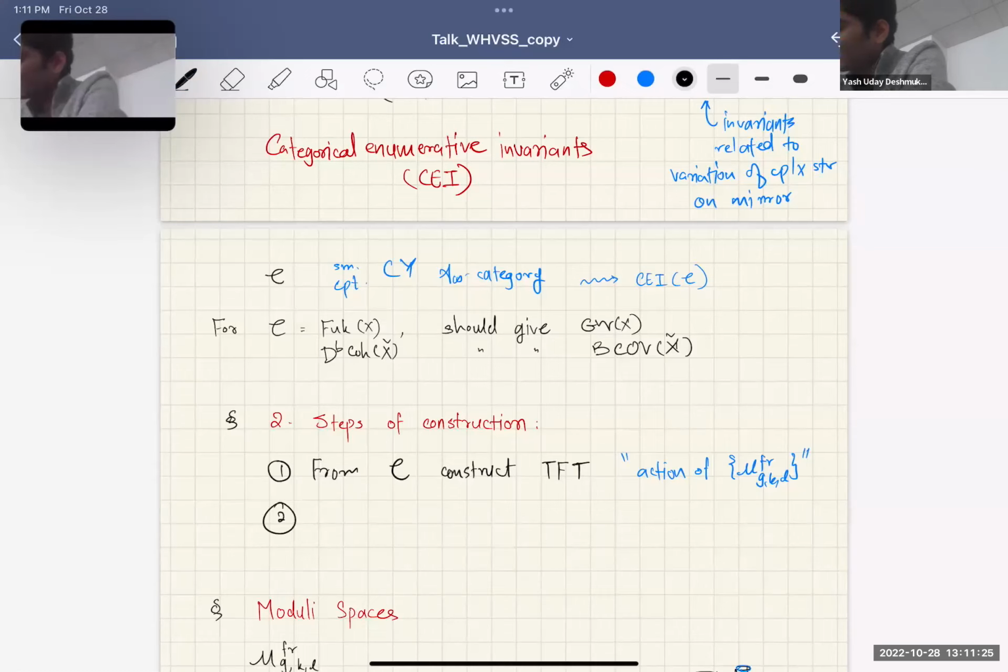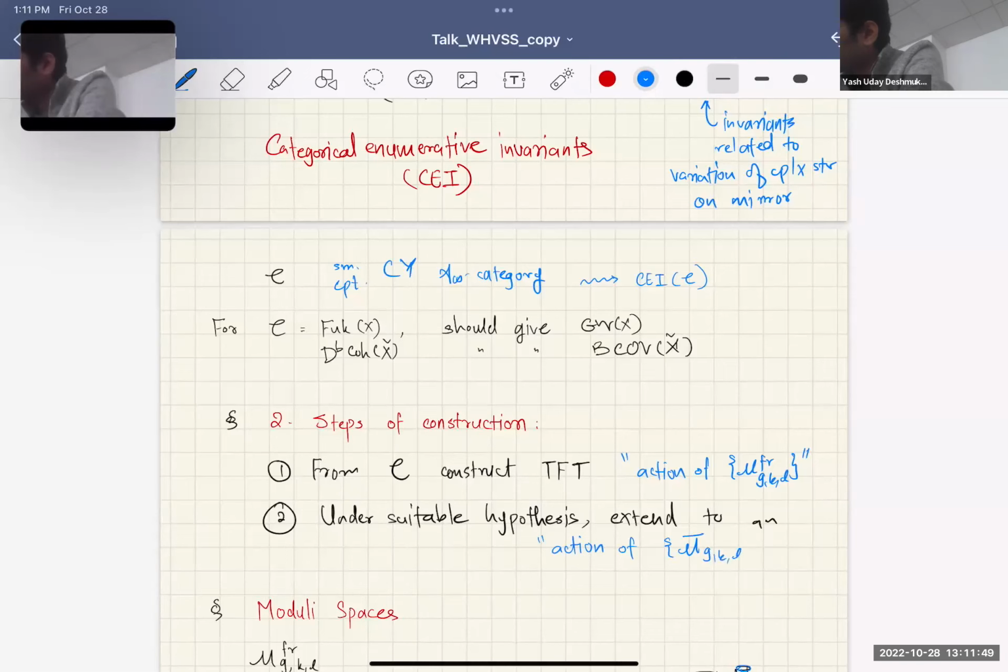And the second step is going to be, under suitable hypothesis, to extend this action to an action of the compactified moduli spaces. And in this talk, I'm going to talk about some aspects of the second step.